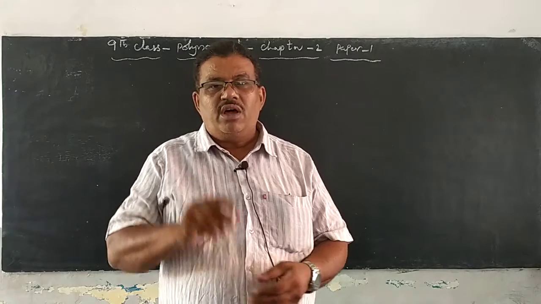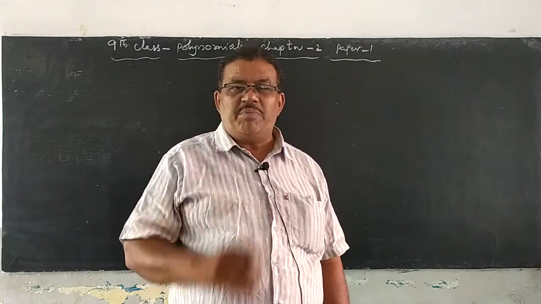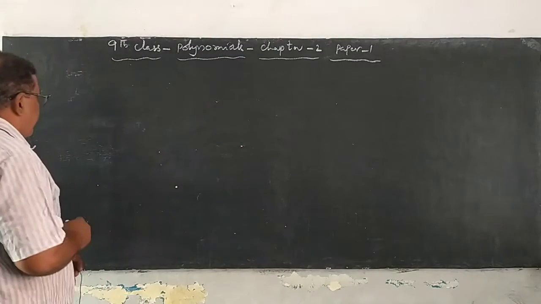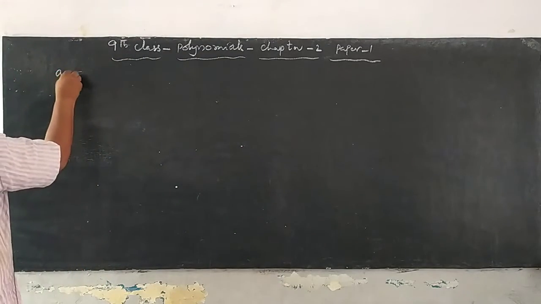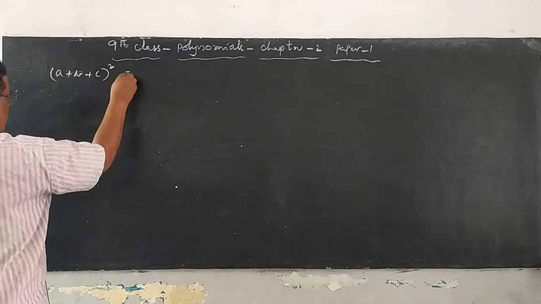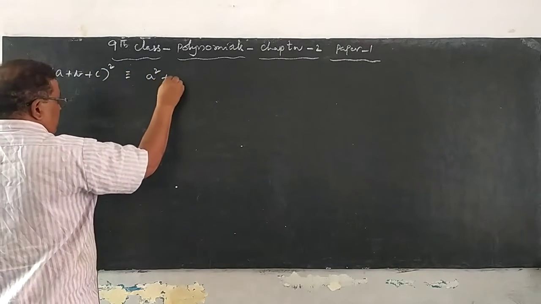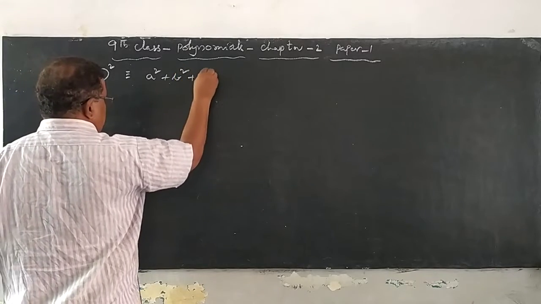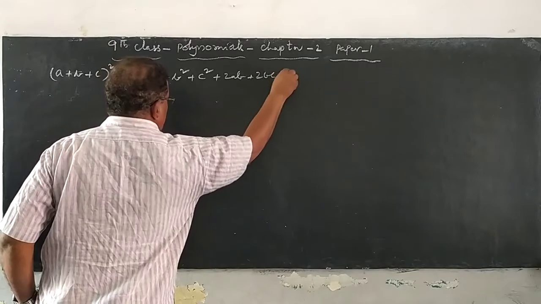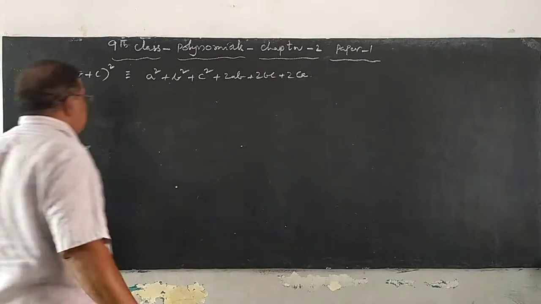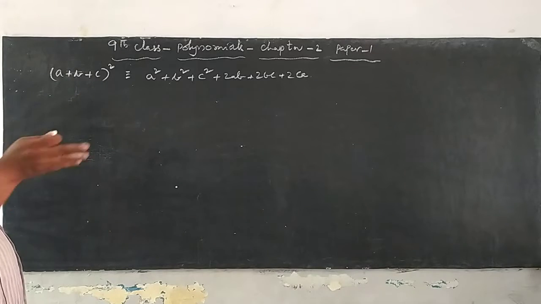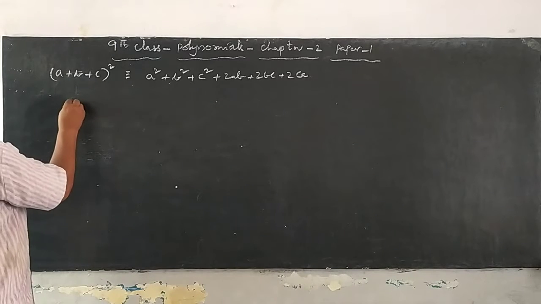Now today we are going to discuss (a plus b plus c) whole square, children. So how do we get this identity? (a plus b plus c) whole square is identically equal to a square plus b square plus c square plus 2ab plus 2bc plus 2ca. This is the identity (a plus b plus c) whole square. How we prove this, see children.